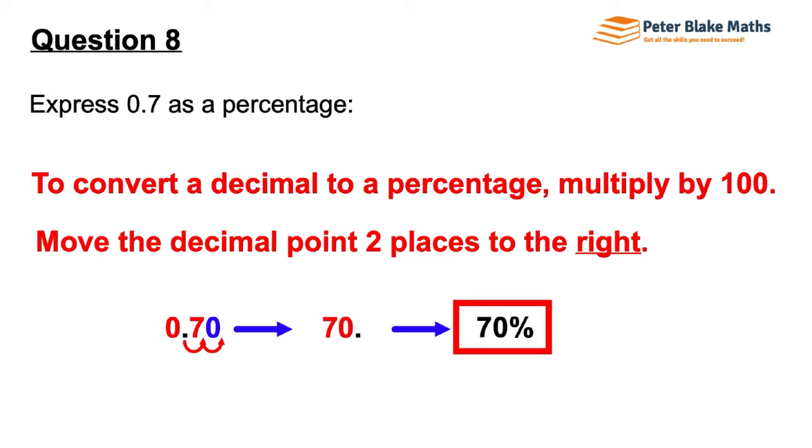And that ends up converting 0.7 to a percentage of 70%. So it's not 7% like a lot of students might think, it ends up being 70% when we multiply by 100 and move the decimal point appropriately.